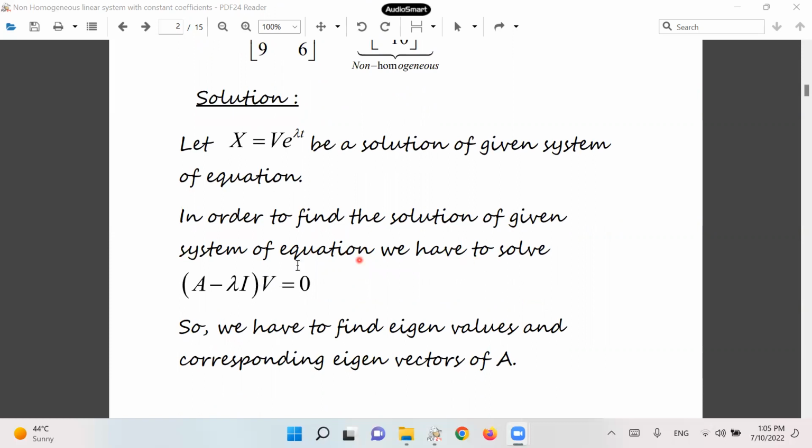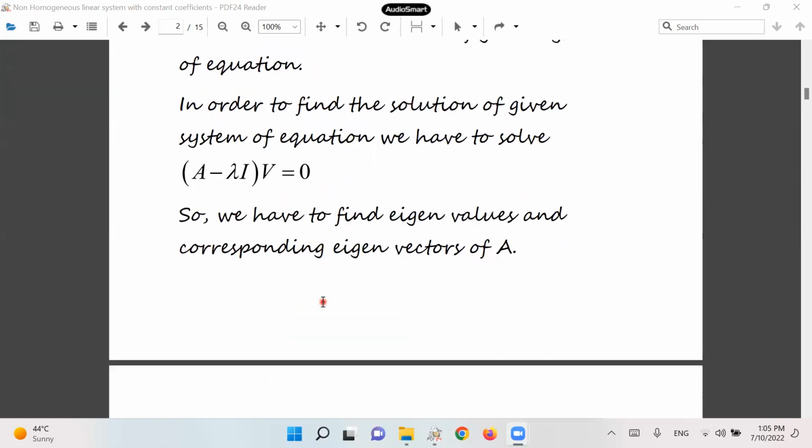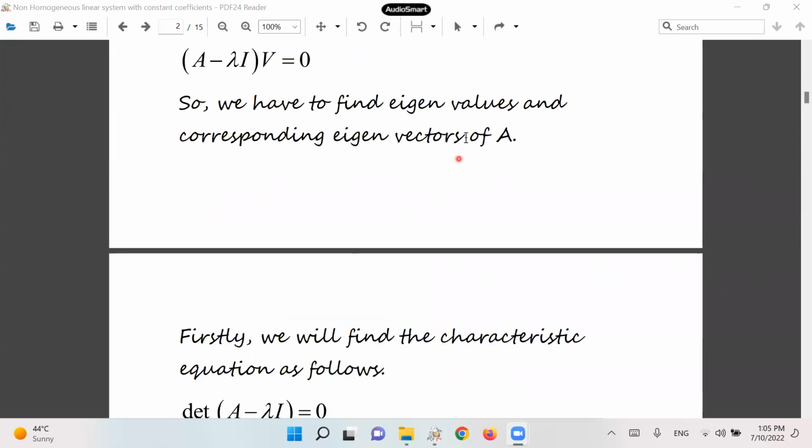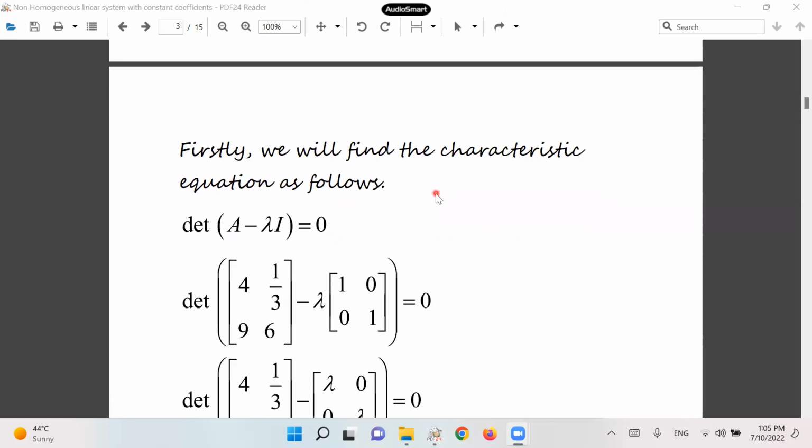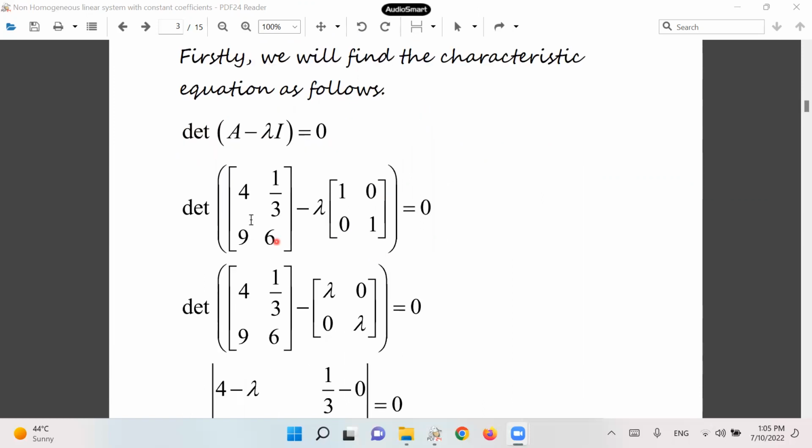In order to find the solution, we have to solve (A - λI)v = 0, and find the corresponding eigenvalues and eigenvectors of the matrix A. First we have to find the characteristic equation, that is, the determinant of A - λI, where A is the matrix with elements 4, 1/3, 9, 6, minus λ times I, the identity matrix, that is 1, 0, 0 and 1.